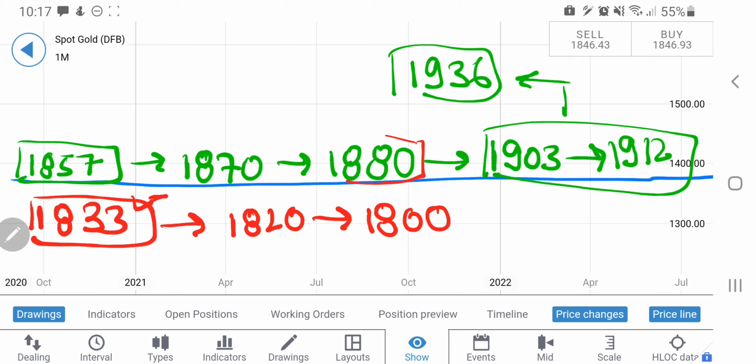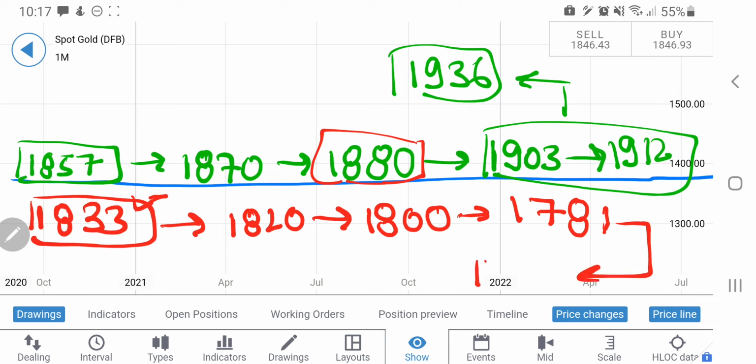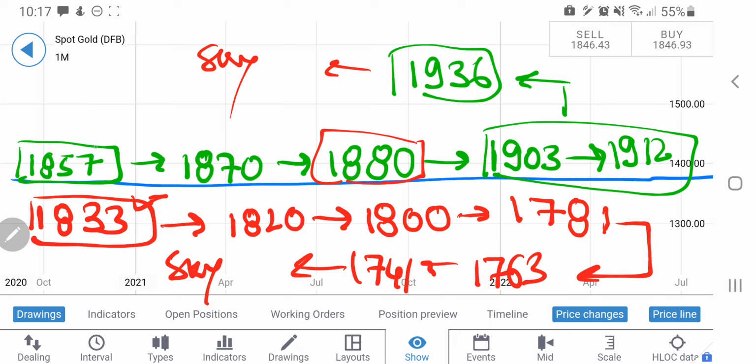So this is what a probable range can be expected, but below 1833 we may see again a fall towards 1820, which is going to be a good support, then 1800 and then 1781 levels. So these levels are definitely going to provide very strong support for gold for any downward move, but below this it will directly hit 1763 and 1741 levels. So this is what the levels are.